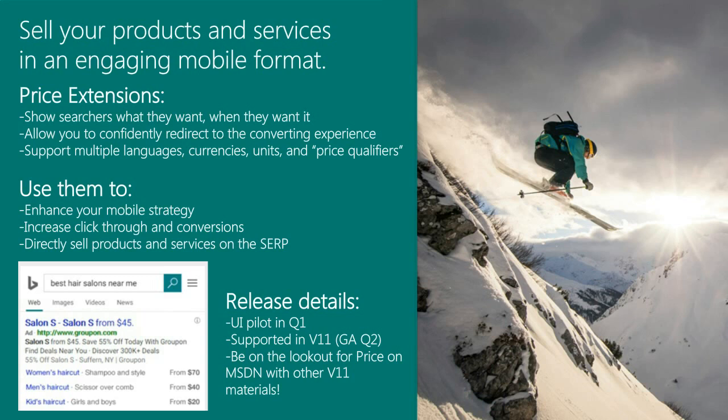If you take a look at the snapshot in the bottom left, a price extension is the extension you see attached to the bottom. You have a link or a header, women's haircut, men's haircut, kids' haircuts, a description, and then you're able to show a price alongside of it. Price extensions are great to show searchers what they want, when they want it.